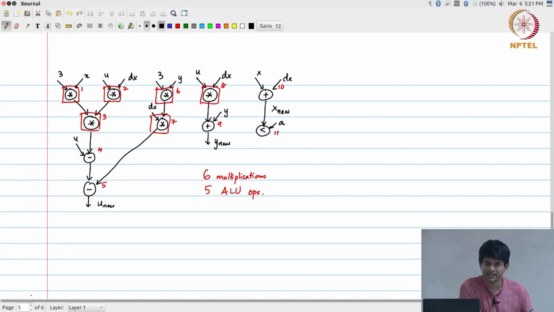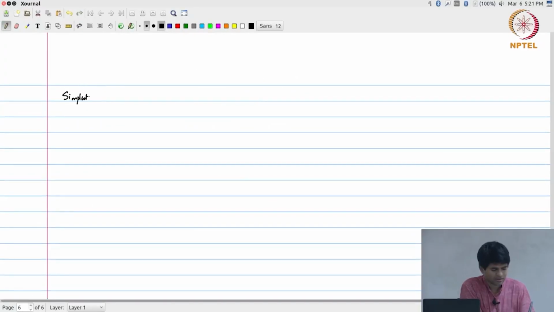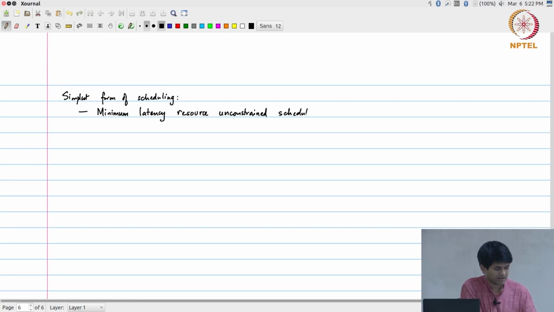The very first variant of scheduling is what we can call minimum latency resource unconstrained scheduling. So, my goal is simply to minimize the latency that is required over here, but do not worry about the number of resources that you are going to use.